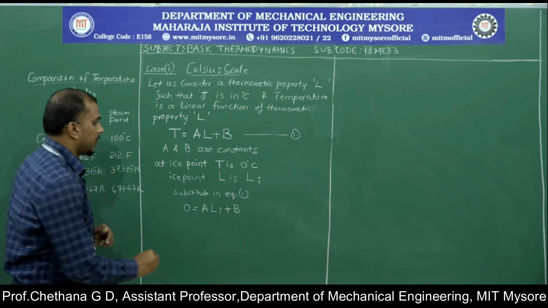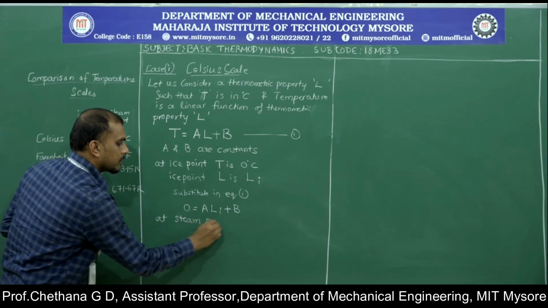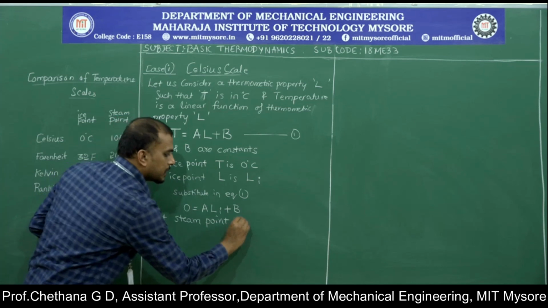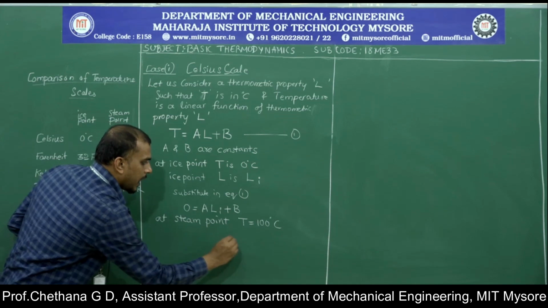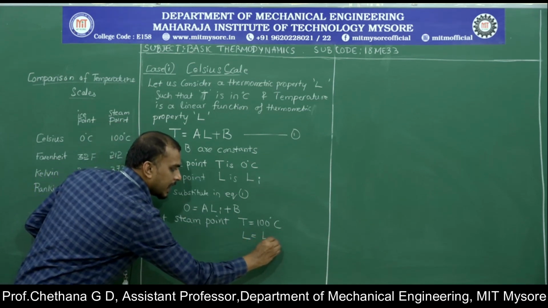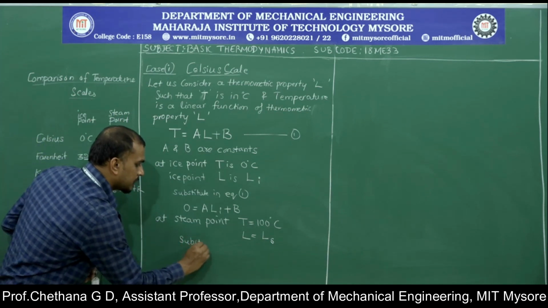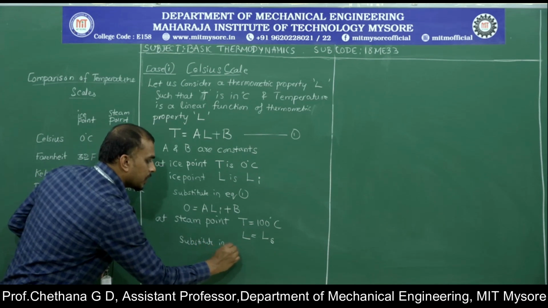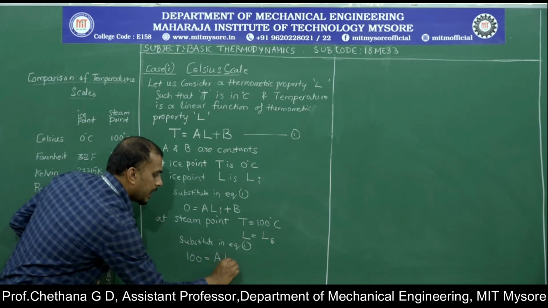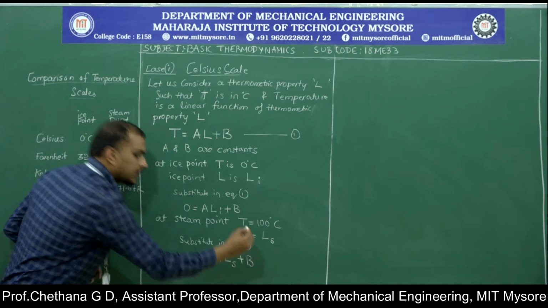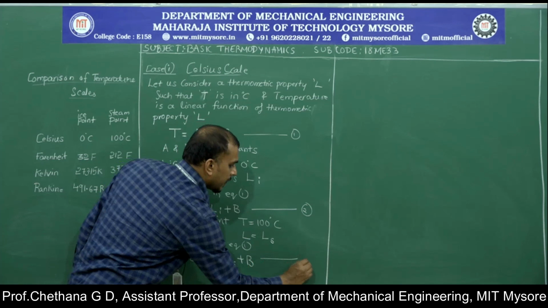Similarly, you go for the second condition at the steam point. Temperature T is 100 degree centigrade or Celsius, and at the steam point L is denoted as L suffix s. Substituting these values in equation 1, you get 100 = A Ls + B. Call this equation 2 and this equation 3.